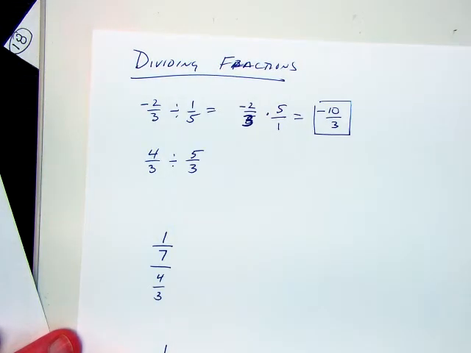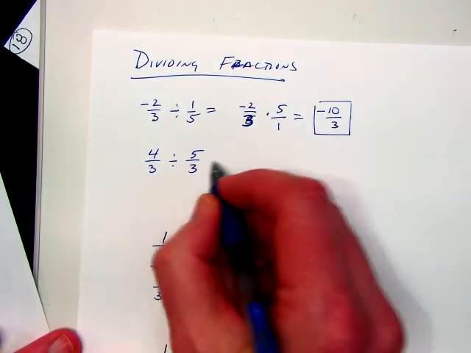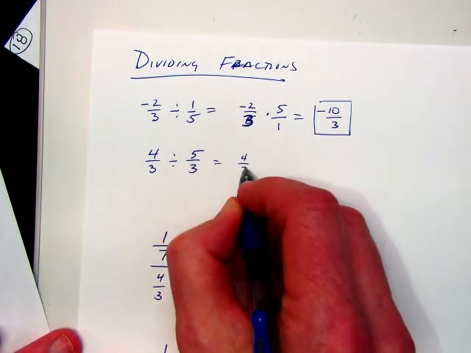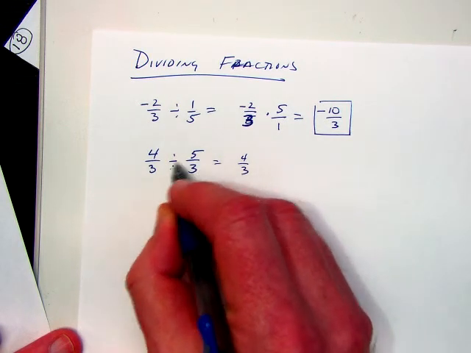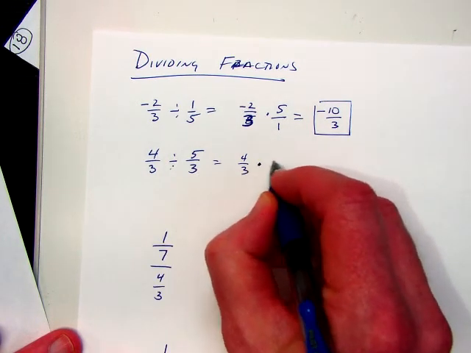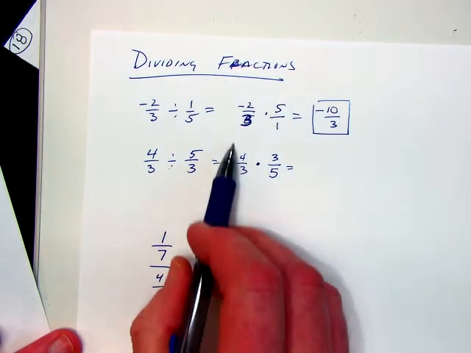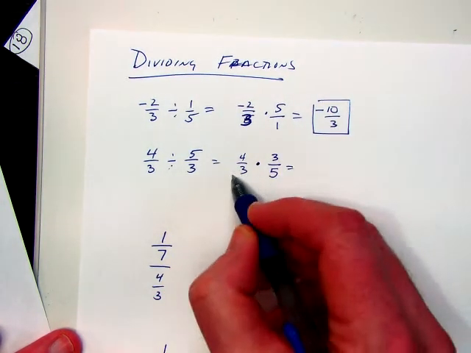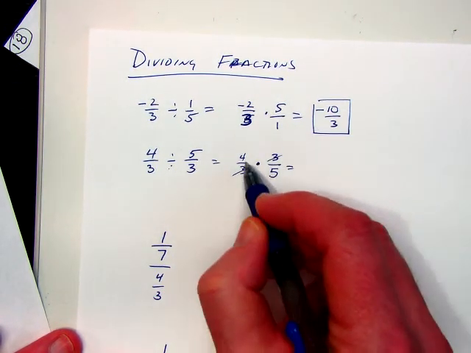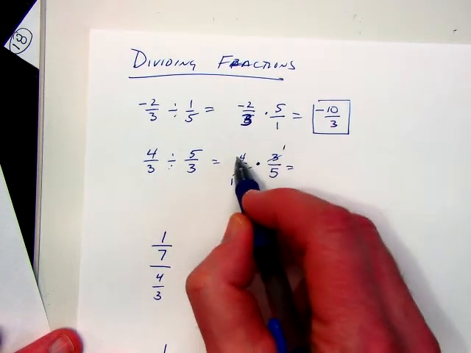Okay? All right, so my second one, I leave 4/3 the same. And I'm going to change it. I'm going to flip this and change it to multiplication. So it's 3/5. And if you look, well, let's check, can I cancel anything? You bet I can cancel a 3. So it goes in there once. So what I get is just 4/5.